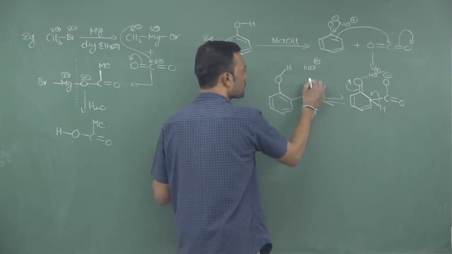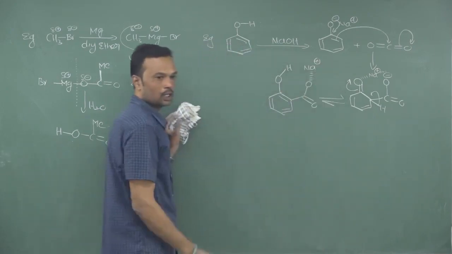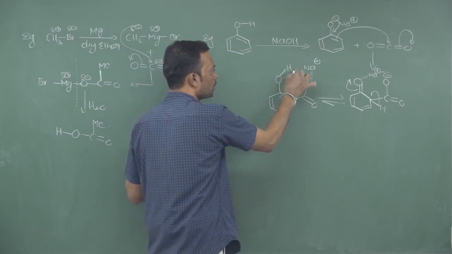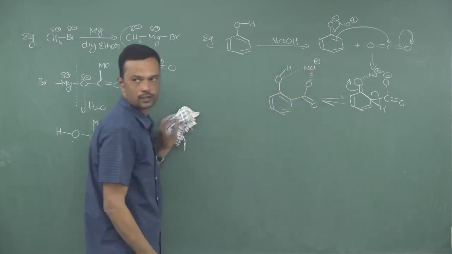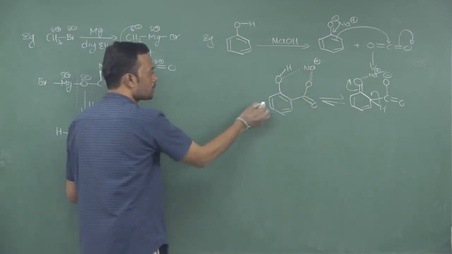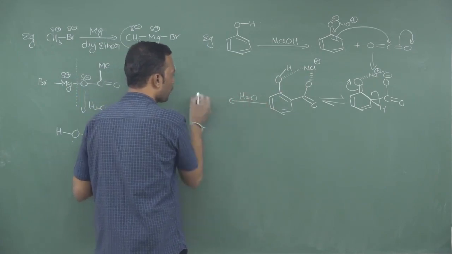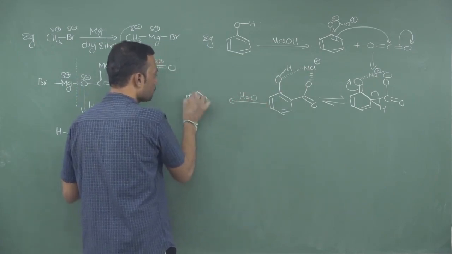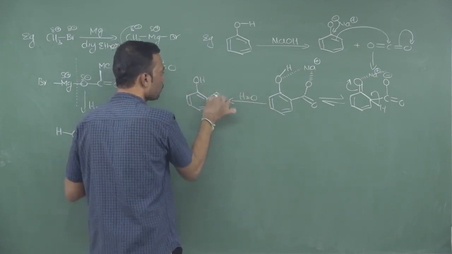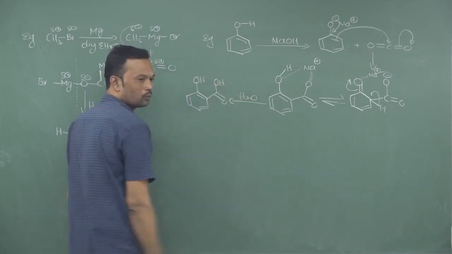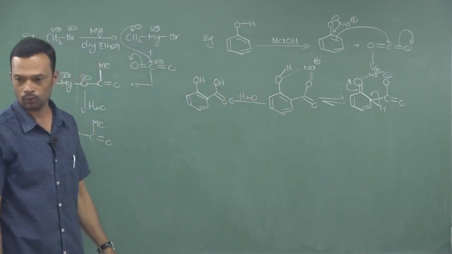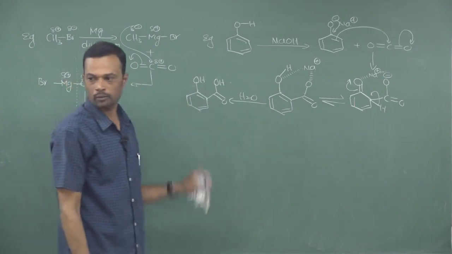Now this Na plus is stabilized by this oxygen. There is a slight interaction present over here, not a strong interaction, a very slight interaction. Now after getting this, can I add a water molecule? If I add a water molecule, what is your final answer? This is OH and this is C double bond OH. What did we prepare? Phenol to salicylic acid. It is actually a name reaction.